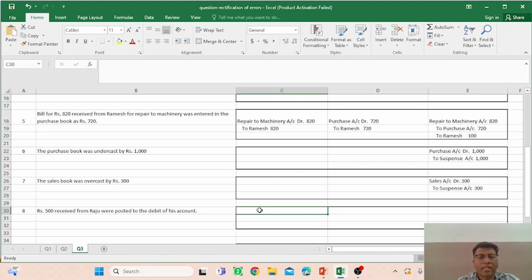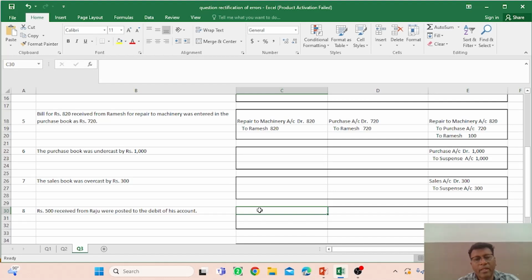Okay. So the next new transaction is rupees 500 received from Raju. You are receiving a particular amount from a party. The name is given to you, Mr. Raju, and it was posted to the debit of his account. So first of all, you have to make the correct entry, and you are receiving the amount from Raju, so what comes in is to be debited. So the cash account should be debited over there. There is no doubt that you have to make this cash account debit, and because you are receiving, the giver in this particular transaction is Mr.